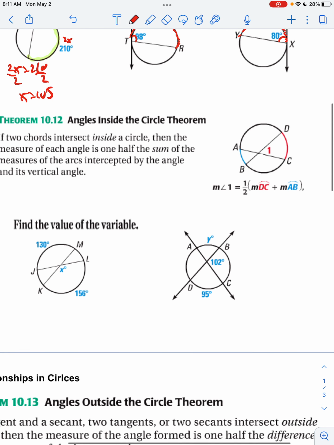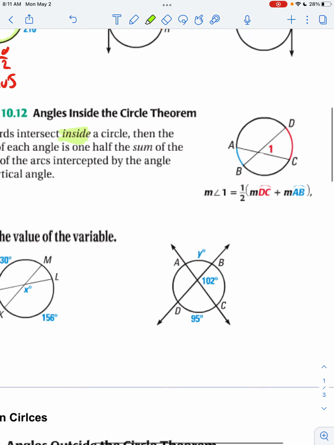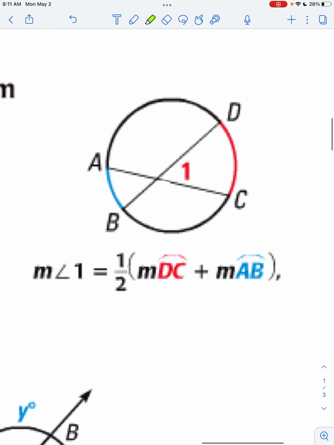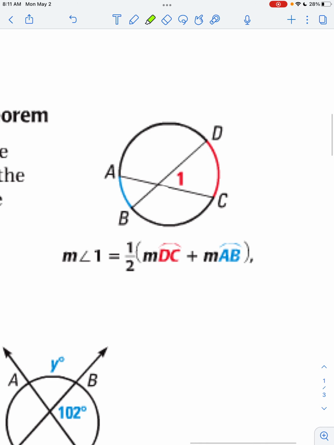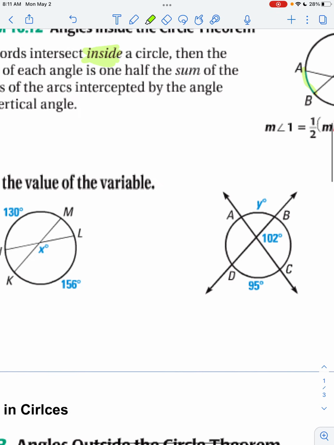Angles inside the circle theorem. If two chords intersect inside a circle, then the measure of each angle is 1/2 the sum of the measures of the arcs intercepted by the angle and its vertical angle. So if we look at this example, the measure of angle 1 is 1/2 DC plus AB. So let's put that into use.